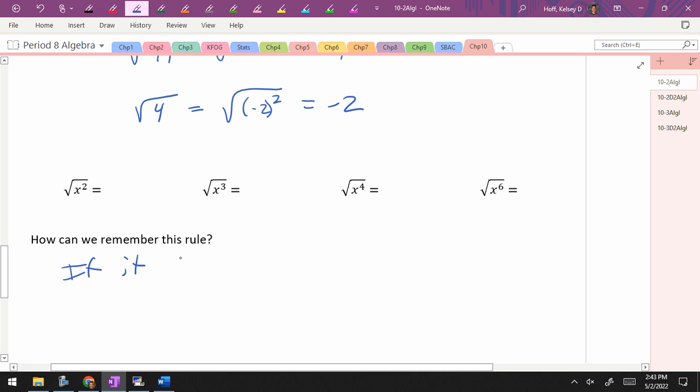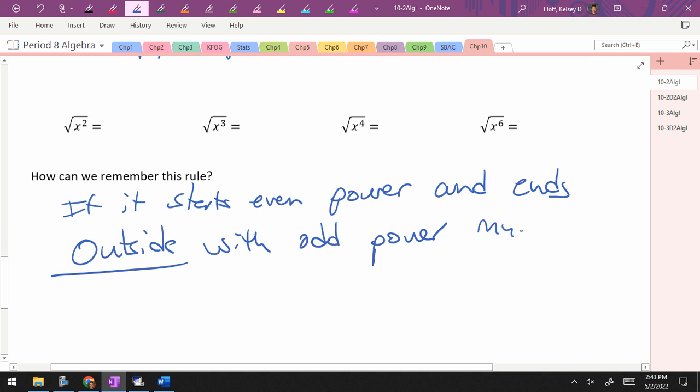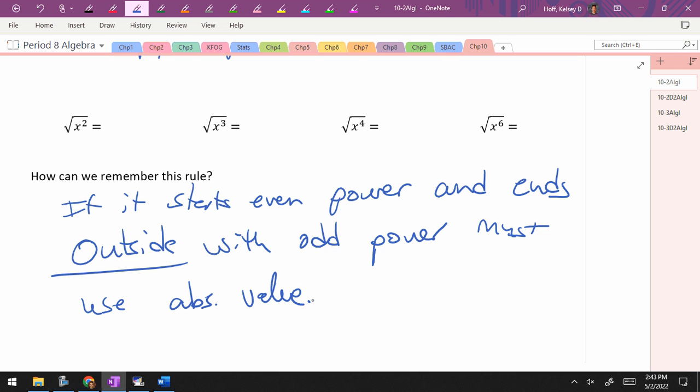If it starts with an even power and ends outside with an odd power, you must use absolute value.